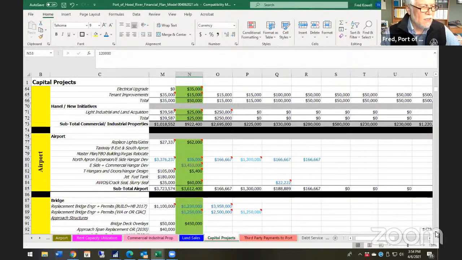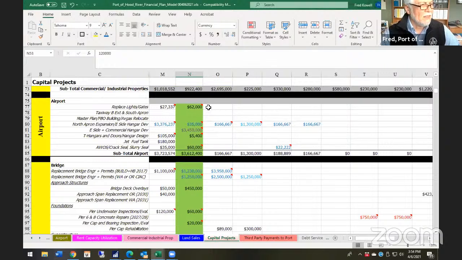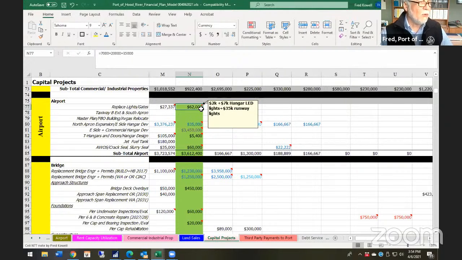So coming into the airport, so here, the airport for this next year, we're looking at replacing some runway lights that need to occur and replacing some hangar lights with LED lights. And that's where the $62,000 comes from.